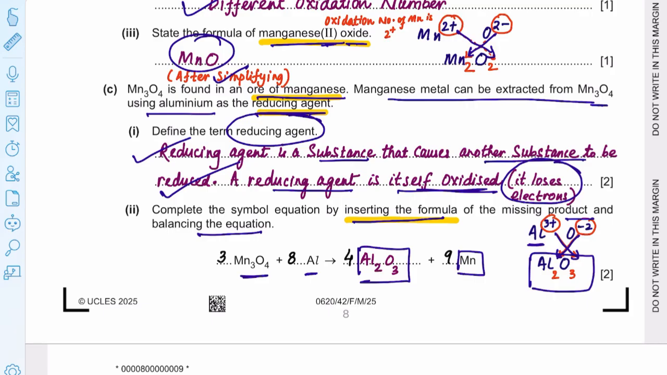Now how to balance this? Now you can see here, this is 9 manganese, right? To make it 9, this is 3, so 3 times 3 is 9. So oxygen becomes 3 times 4 is 12. I'll put 4 here because 4 times 3 equals 12 as well. For aluminium, it will be 4 times 2 is 8. So I'll write down 8 here. This is how we can balance the equation.